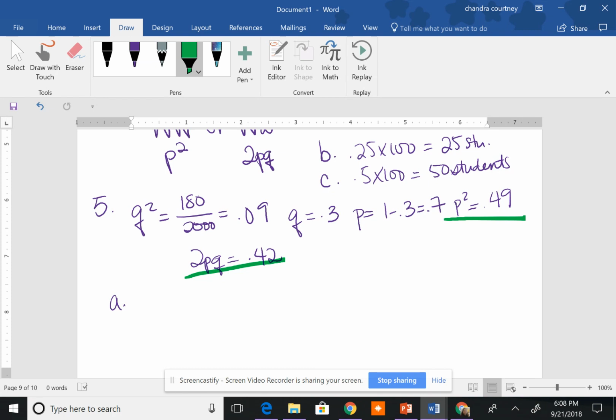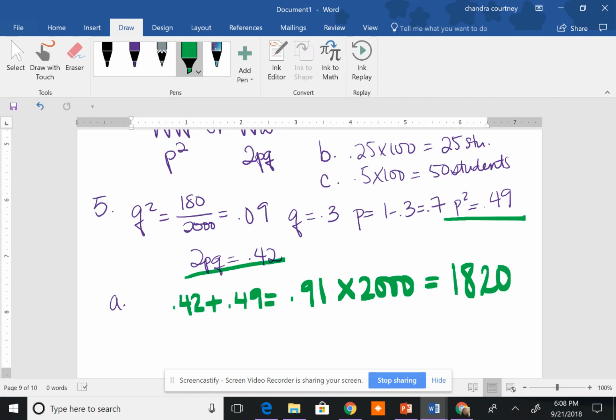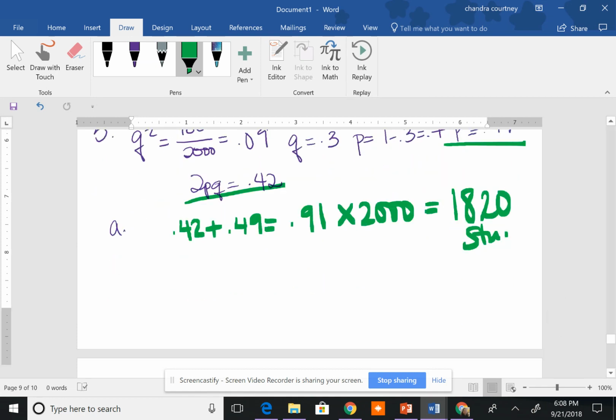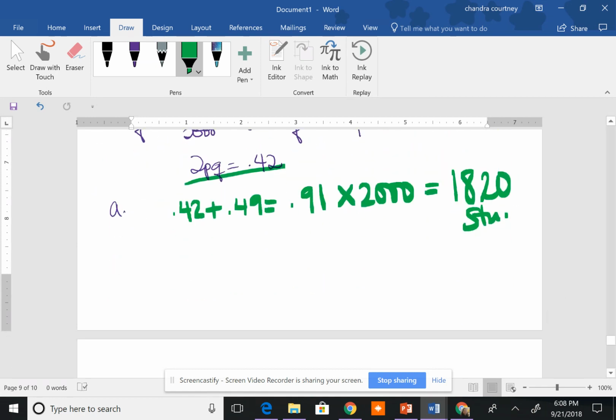Okay, so if we did 0.42 plus 0.49, the result would be 0.91. But since it asked how many students, it has to be 0.91 times the 2,000 that's in the original population to give us 1,820 students as our answer.